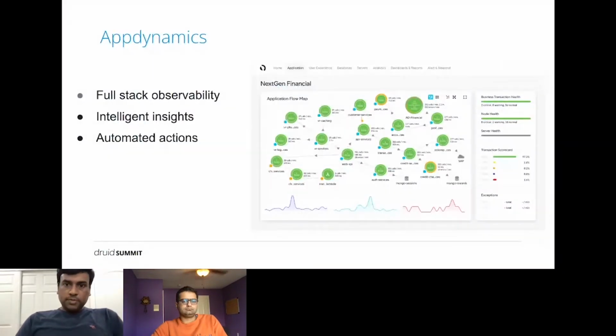AppDynamics is a 13-year-old company. We started with traditional APM-based monitoring, and now we do full stack observability. In full stack observability, we cover the end-to-end IT stack from business, users, applications, infrastructure, network, and security. We not only provide visibility on the end-to-end IT stack, but we also help in enabling and setting up automated actions where you can take corrective actions to fix performance problems in any of the layers you observe issues with.